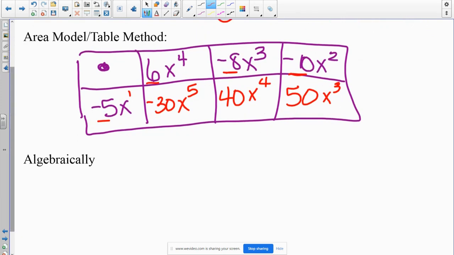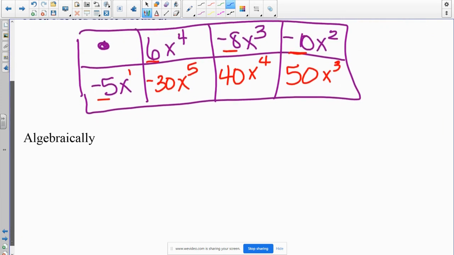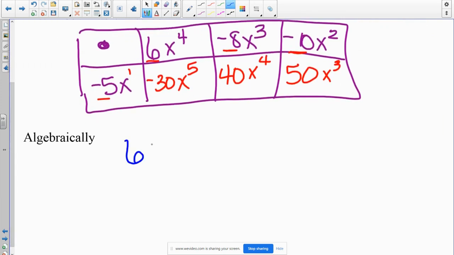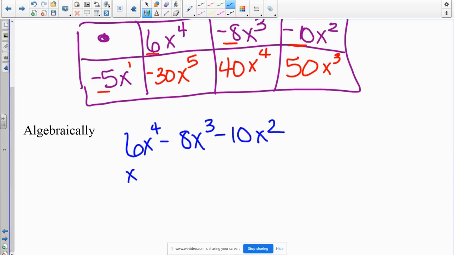Okay, and we're going to do the last one. This time algebraically, I'll do it vertically. So I put that trinomial on top because you like to put the bigger termed polynomial on top here. And we're going to multiply it times that negative 5x. Okay, and again, this is just like distributing. It's just a different visual for you.